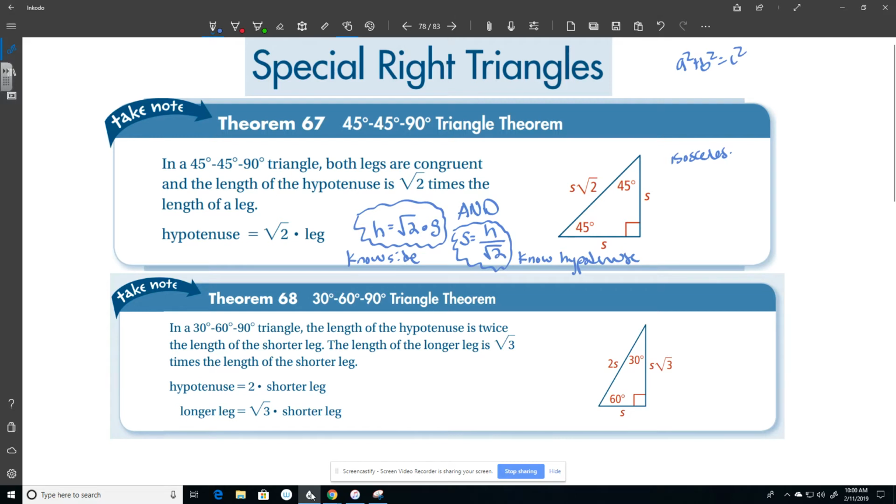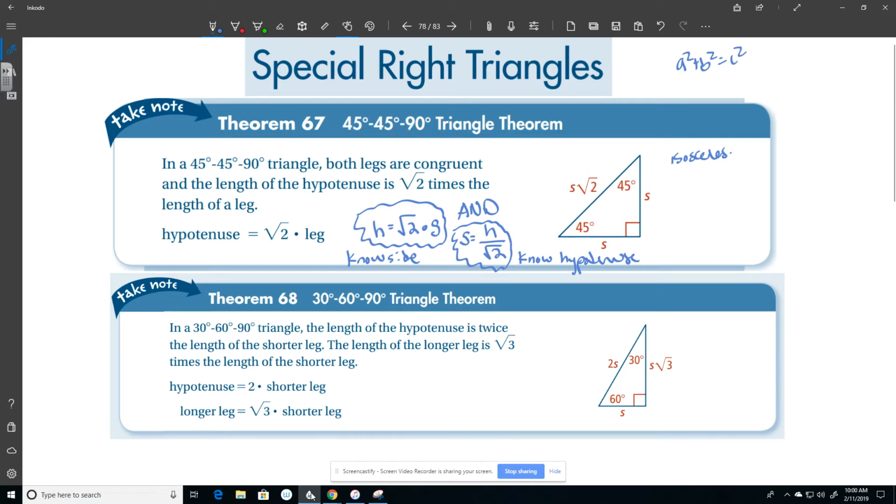The other special right triangle is a 30, 60, 90 triangle. So one of the angles is 30 degrees, another is 60, and obviously it's a right triangle. So the third one is 90 degrees. In this case, we have a couple of relationships that, again, instead of having to use a squared plus b squared equals c squared, are nice shortcuts.